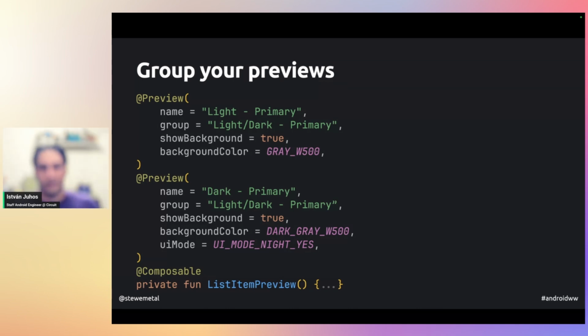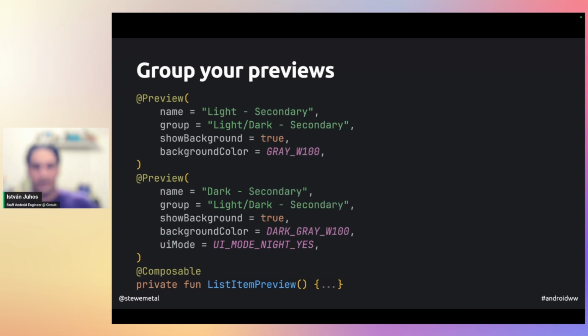So for these 2 previews, one's name is light primary and the other's name is dark primary. One refers to light mode and primary background, and the other refers to dark mode and primary background as well. We can group these together with the group parameter. These are string parameters. Unfortunately, again, they have to be constant values. And this group's name is light/dark primary. That means that these will belong to the light, dark kind of previews with the primary background. This is all made up by me, so you can name them whatever you want. They just have to make sense so that others will understand it as well.